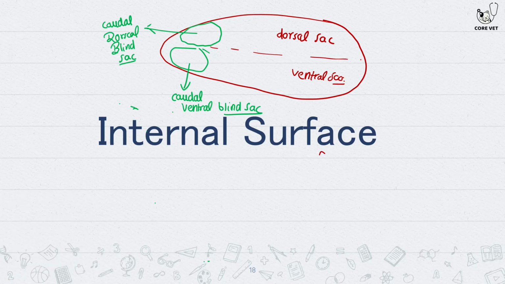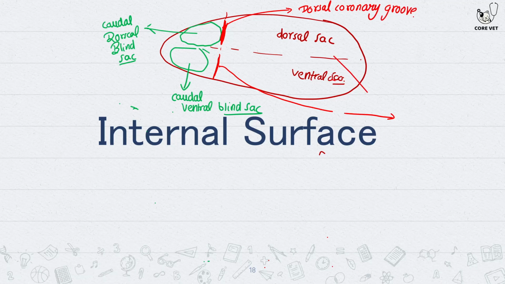Now, what I am saying is that these dorsal and ventral sacs have been separated by two grooves. This one is a groove and this one is a groove. So these two grooves separate the caudal dorsal blind sac and the caudal ventral blind sac from the original sacs, meaning there is a separation that has been made between the four sacs. So the caudal dorsal blind sac is separated from the original sac with the help of the dorsal coronary groove, and the ventral blind sac is separated from the original sacs with the help of the ventral coronary groove.